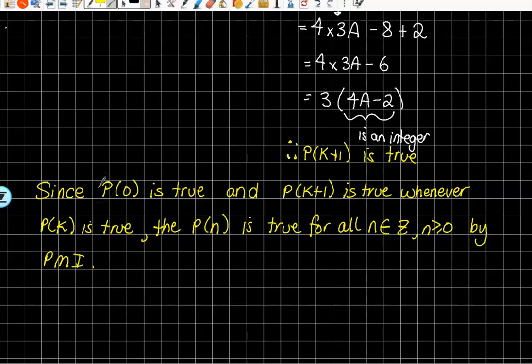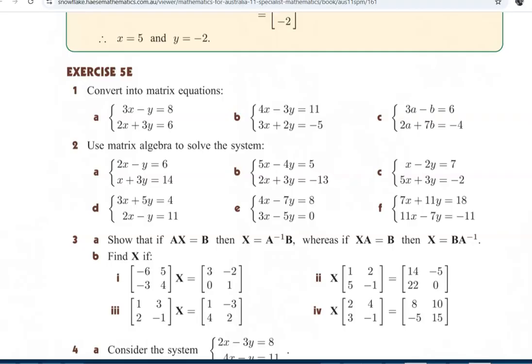And then we proved that for any k plus 1, so it could be P of 5, we proved P of 5 was true. But then we also proved that that would only be true when P of 4 was true. That's what that's saying. So P of k plus 1 is true whenever P of k is true, the one before it. Then all P of n is true by, what do you think PMI stands for? Proof by mathematical induction.